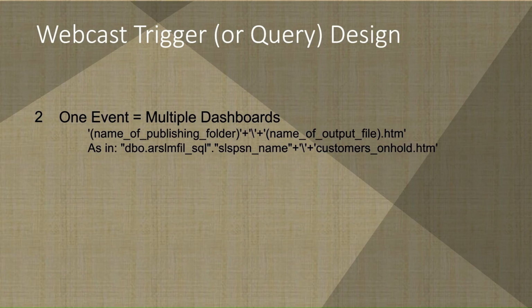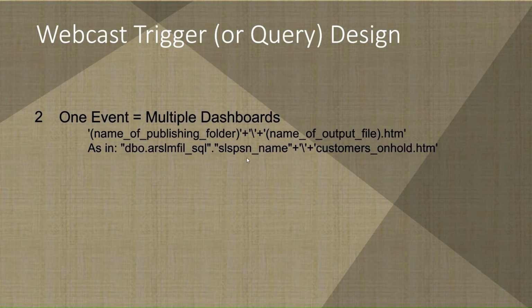Now consider the trigger. Each customer is associated with a sales rep, the three we just mentioned, and each sales rep's name corresponds to a publishing location. So all you need to do is to tell the solution to create a separate dashboard for each salesperson who has on hold customers. You would create a calculated column, and the format would again be as follows. You'll have the name of the publishing folder, the backslash, and name of the output file.